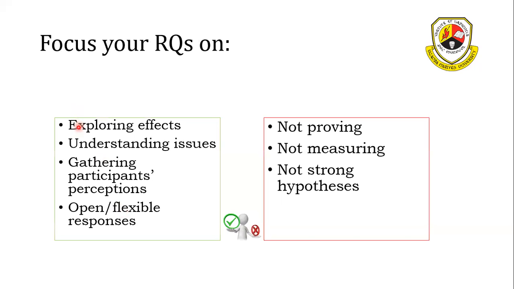Now, for specifically qualitative research, just to go back on some of the things we talked about, where should your research question focus? It should focus on exploring effects. Like we said, you can ask, what is the effect of this on this? It's possible, but you're not trying to prove or measure. You don't have a hypothesis or a proposition there. You're trying to understand issues. You're trying to gather participants' perceptions, and your responses are open and flexible.